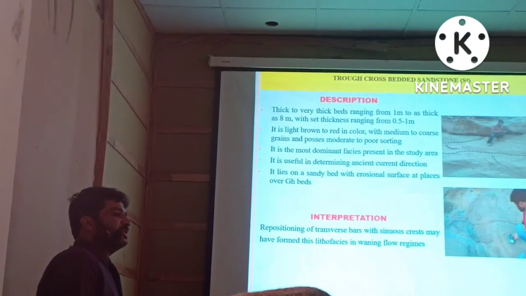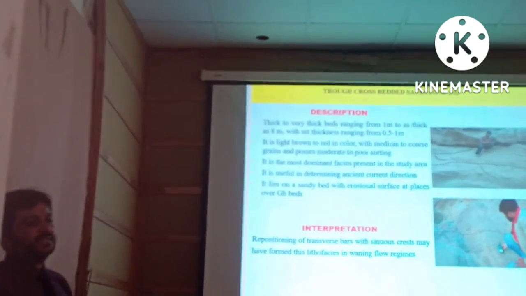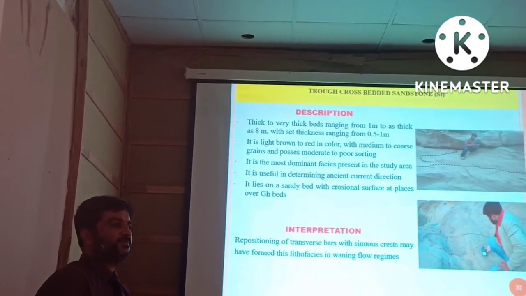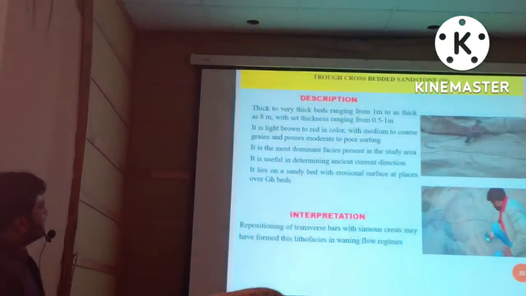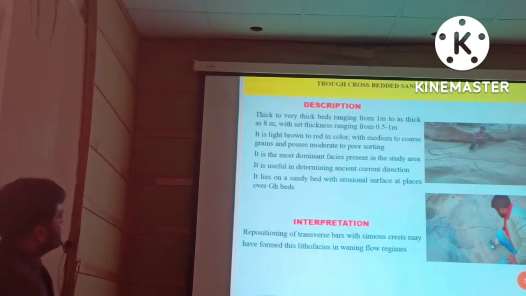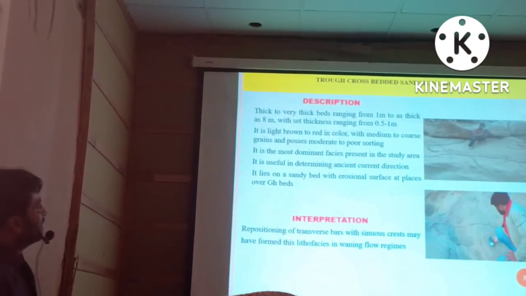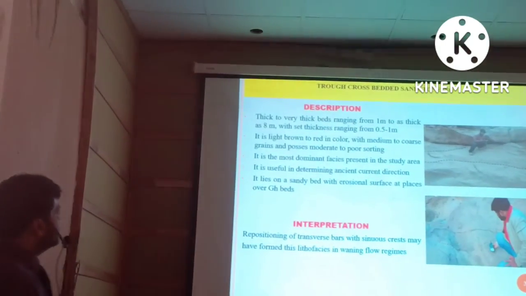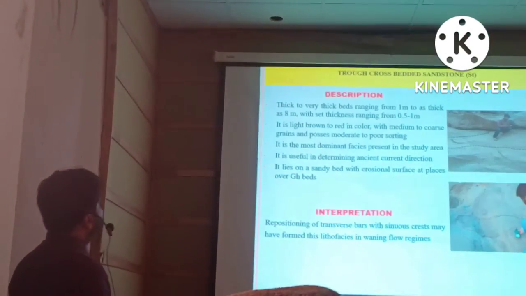Trough cross bedded sandstone and planar cross bedded sandstone. This cross bedding is the most abundant sedimentary structure that is preserved in the Pub sandstone at various places. It has thick to very thick beds ranging from 1 meter to as thick as 8 meters, with set thickness ranging from 0.5 to 1 meter, and it is light brown to red in color with medium to coarse grain, and possesses moderate to poor sorting of grains.